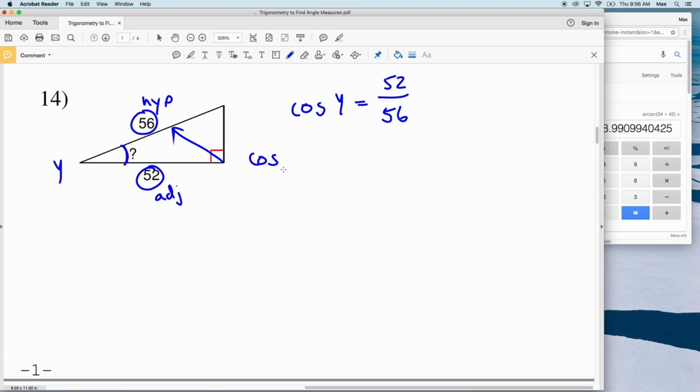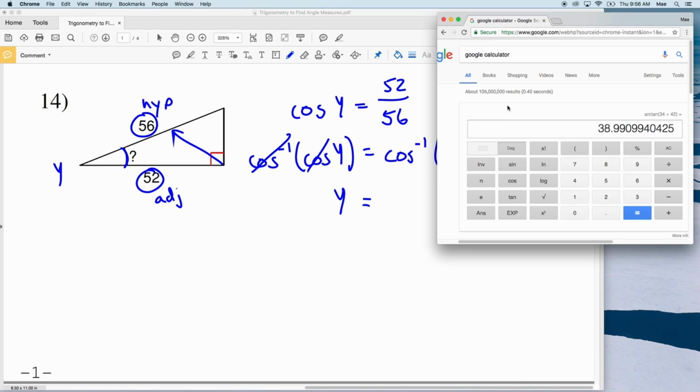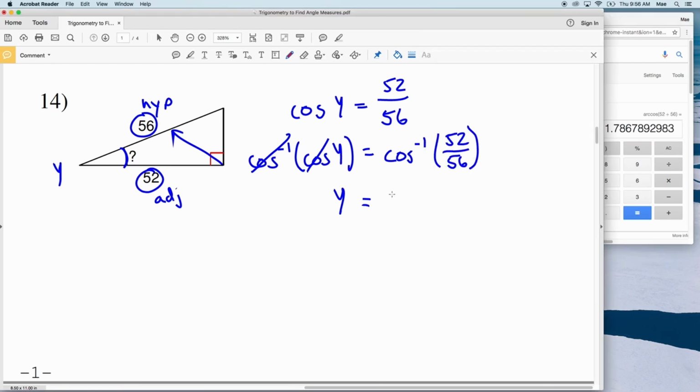Just as we did with sine and tangent, we're going to take the inverse cosine of the cosine of y in order to isolate that y. Whatever we do to the left, we're going to have to do to the right. So we have y on the left-hand side, and then we're going to have to do the inverse cosine of 52 over 56. And that's going to give us approximately 22 degrees. So the measure of the indicated angle is approximately 22 degrees.